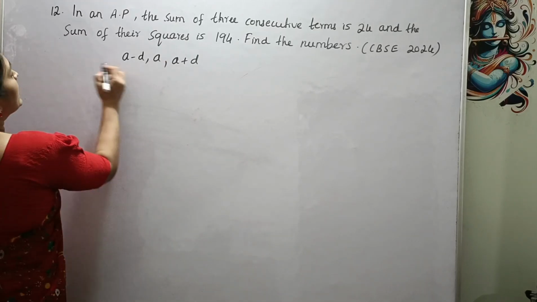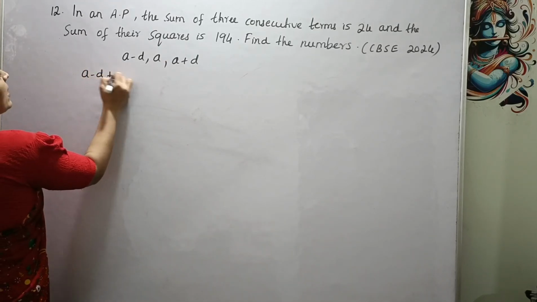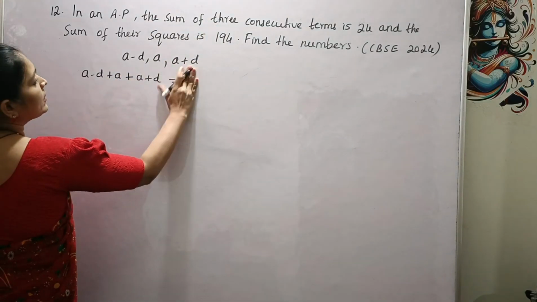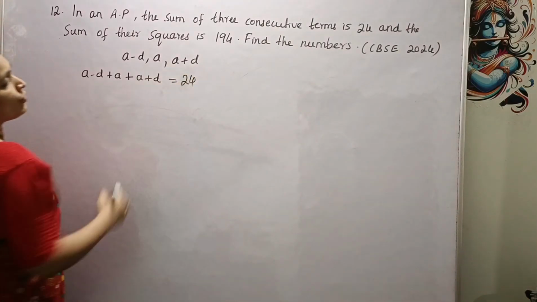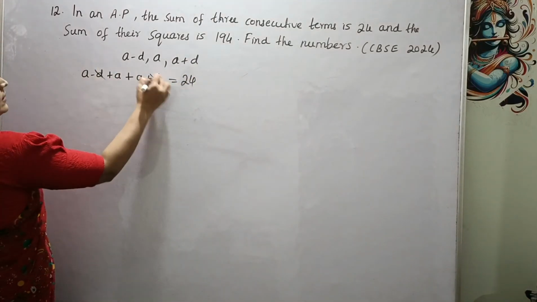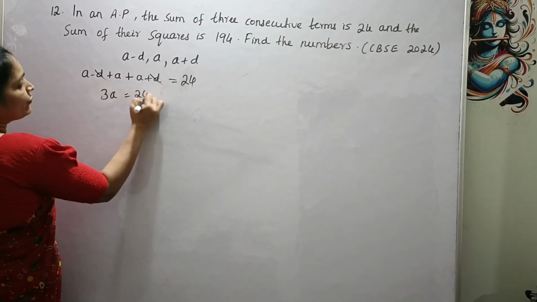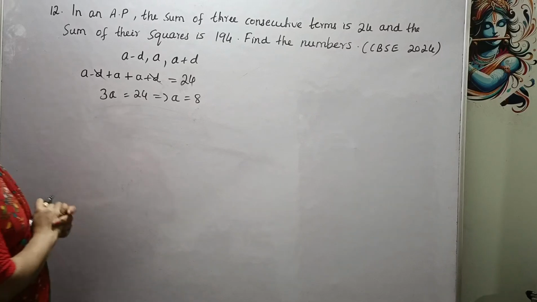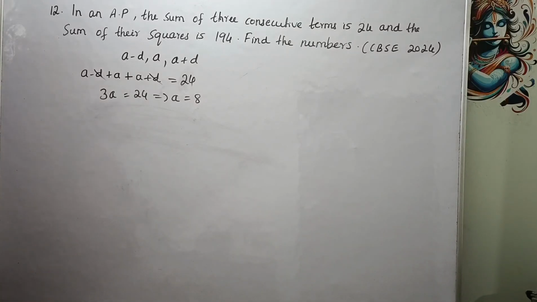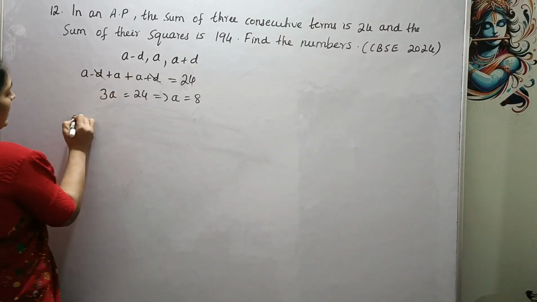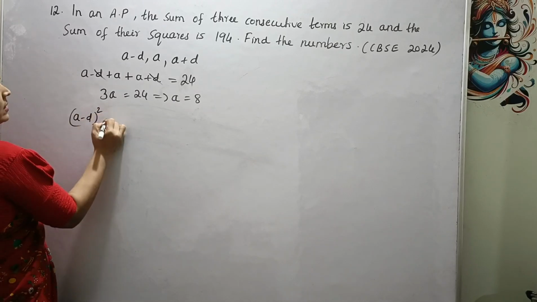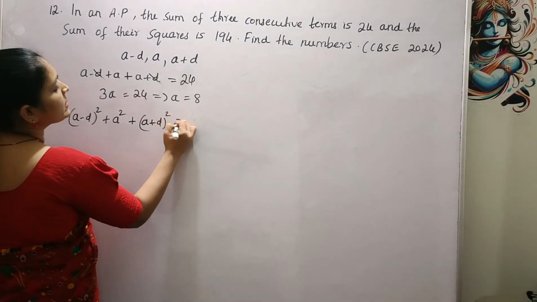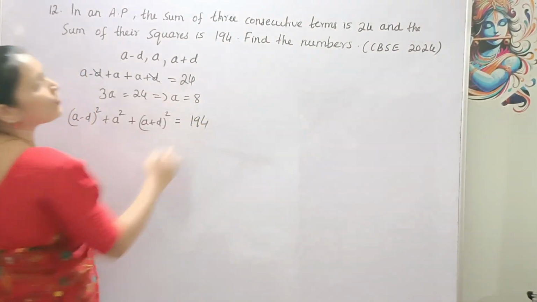So it is given a minus d plus a plus a plus d is equal to 24. That is, the sum of these terms is 24. Now see, d is cancelled. 3a is equal to 24. That implies a is equal to 8. Now it is given that the sum of their squares is 194. That is, (a minus d) whole square plus a square plus (a plus d) whole square is equal to 194.